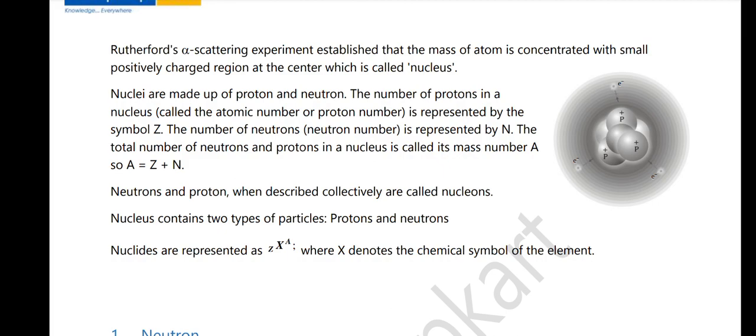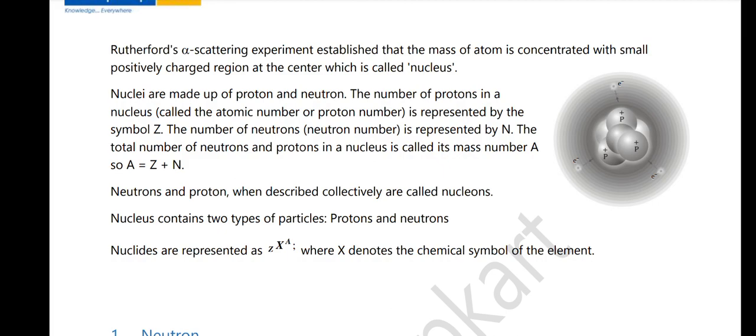The number of protons in a nucleus is called the proton number or atomic number, and is represented by the symbol Z. The number of neutrons is called the neutron number, and it is represented by N. For calculating the total number of protons and neutrons in the nucleus, which we also call the mass number, the formula is A is equal to Z plus N.